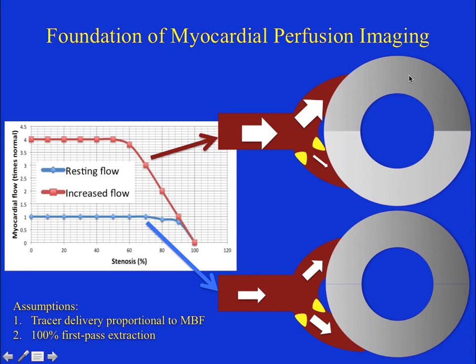The two donut signs on the right side of the slide, these are the left ventricle when the left ventricle is cut along the short axis in the cross section. This plot is the myocardial blood flow versus the degree of stenosis. Blue curve is the resting myocardial blood flow. Red plot is the myocardial blood flow under stress or exercise. Now let's assume 70% stenosis.